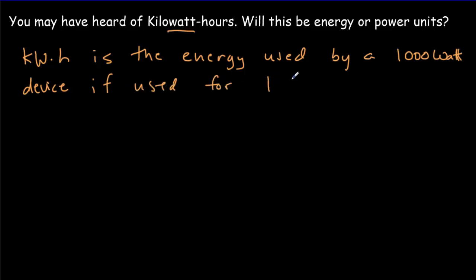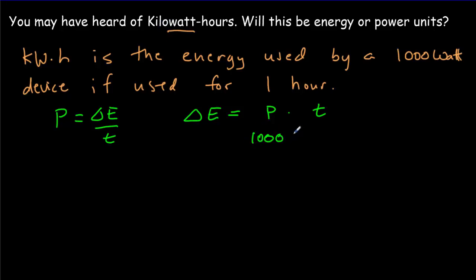for 1 hour. So more generally, we said that power is equal to the change in energy over time. So that would mean your energy would equal power times time. So we're taking kilowatts, which is just 1,000 joules every second, and we're multiplying it by the time of 1 hour, or 3,600 seconds. Multiply that out, you get 3.6 million, and the units there are joules, energy units. So a kilowatt hour is 3.6 million joules.